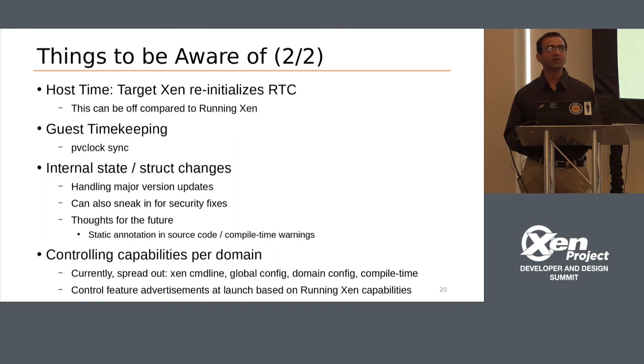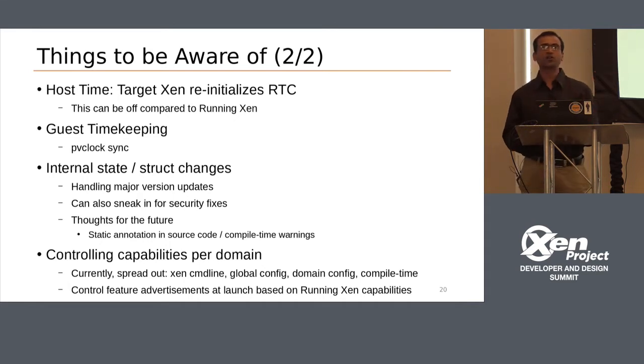Timekeeping. Time is always hard. The new Xen will have its own idea of what the RTC time is, and if that is different from the running Xen, that's going to lead to some problems. PV clock may also need some syncing. And then, thinking about handling major version changes or data structure changes in the future, we want some of this capability, just to be mindful of how the design should evolve.